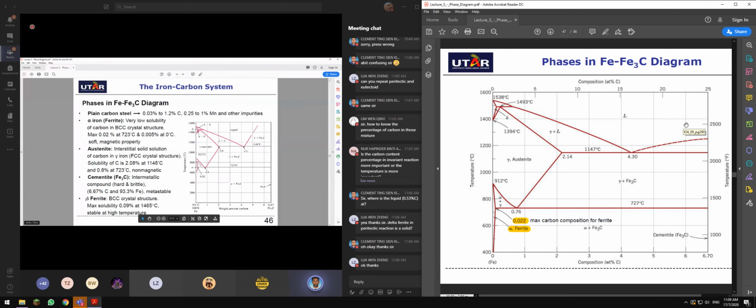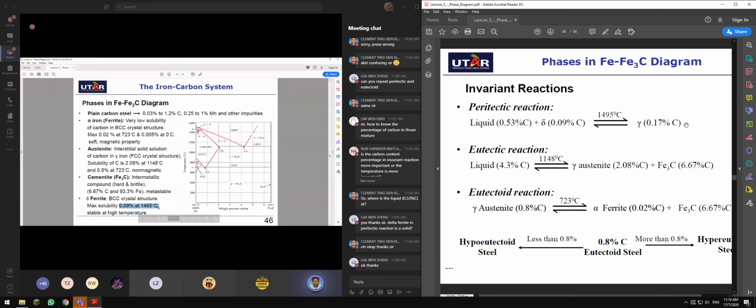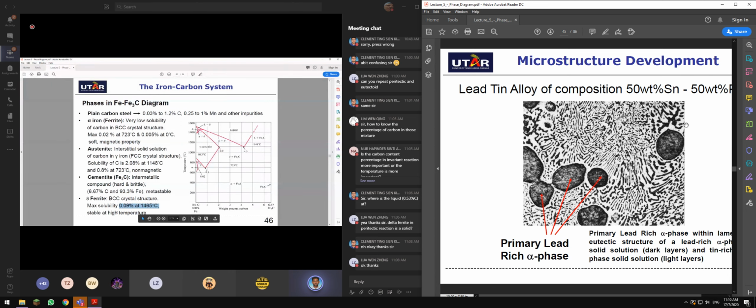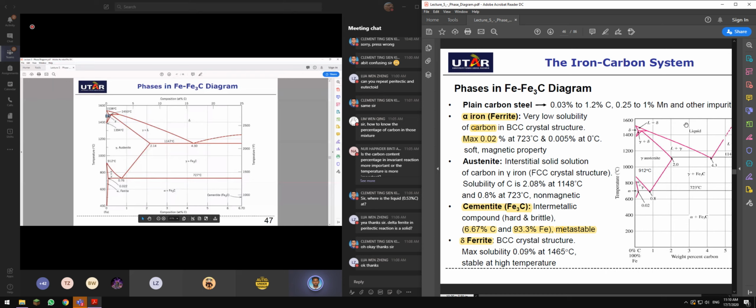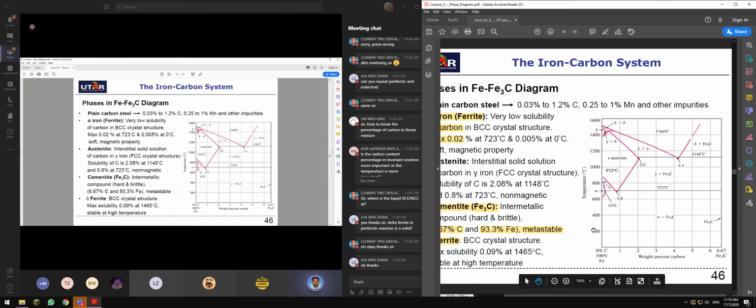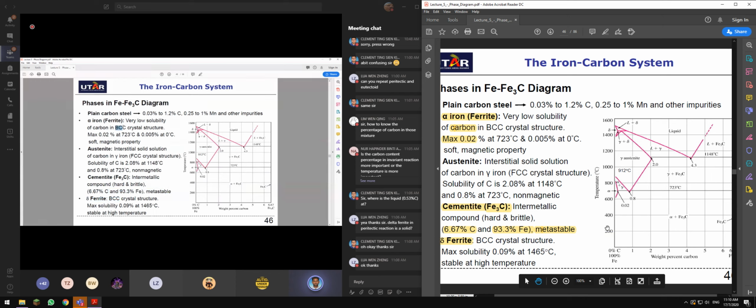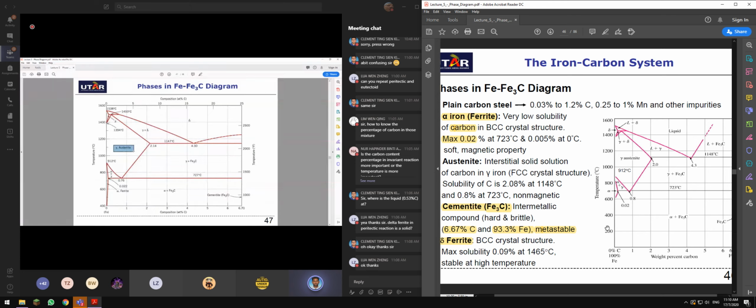Here, we call that delta ferrite. BCC crystal structure, maximum solubility is 0.09 at 1465 degrees Celsius, stable at high temperature over here. This is still ferrite, BCC. This is also ferrite, but this ferrite is alpha ferrite, BCC. Okay. And austenite is FCC over here, austenite.